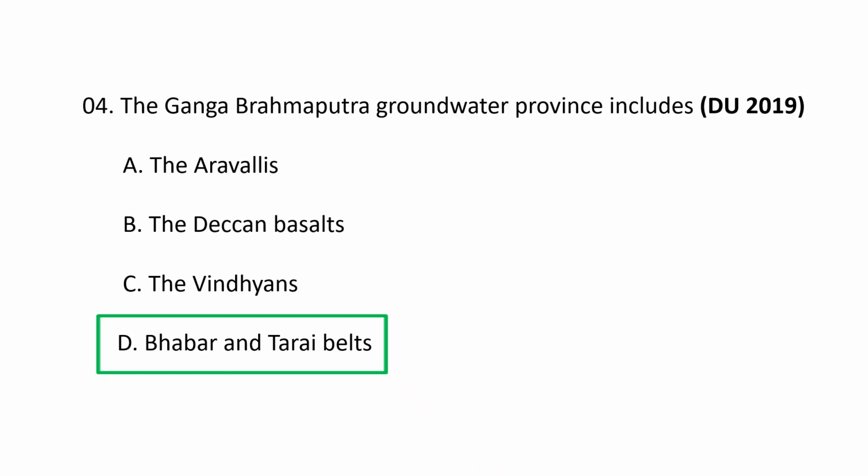The Bhabar is a narrow belt of coarse permeable sediments at the foothills where rivers disappear underground, while the Tarai is the ill-drained, marshy, forested belt to the south of the Bhabar, where these underground streams re-emerge. So the Ganga Brahmaputra groundwater province includes Bhabar and Tarai belts. D is the correct option.